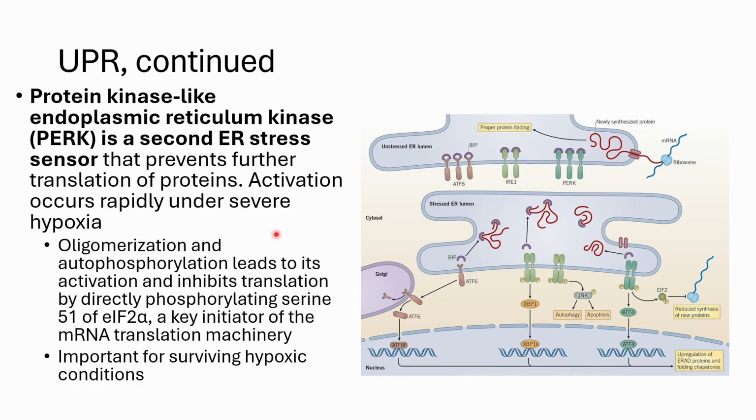So it's going to prevent further translation of proteins, and activation occurs rapidly under severe hypoxia. You can see that we have oligomerization and autophosphorylation that leads to its activation, and it's going to inhibit translation by directly phosphorylating serine 51 of eIF2 alpha, and this is going to be a key initiator of the mRNA translation machinery. So it's going to inhibit the activation of eIF2 alpha. So this is going to be important for surviving hypoxic conditions.